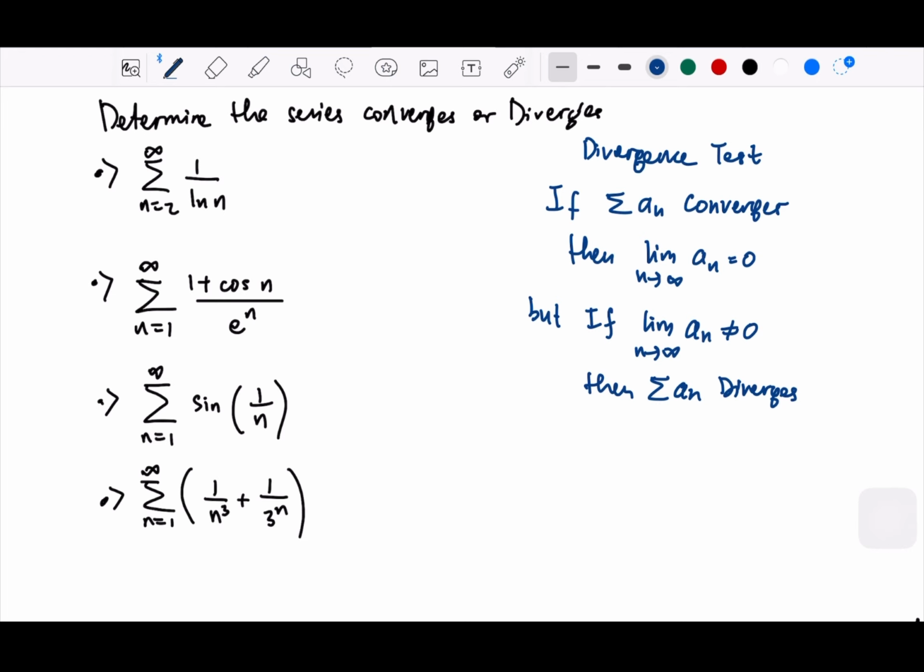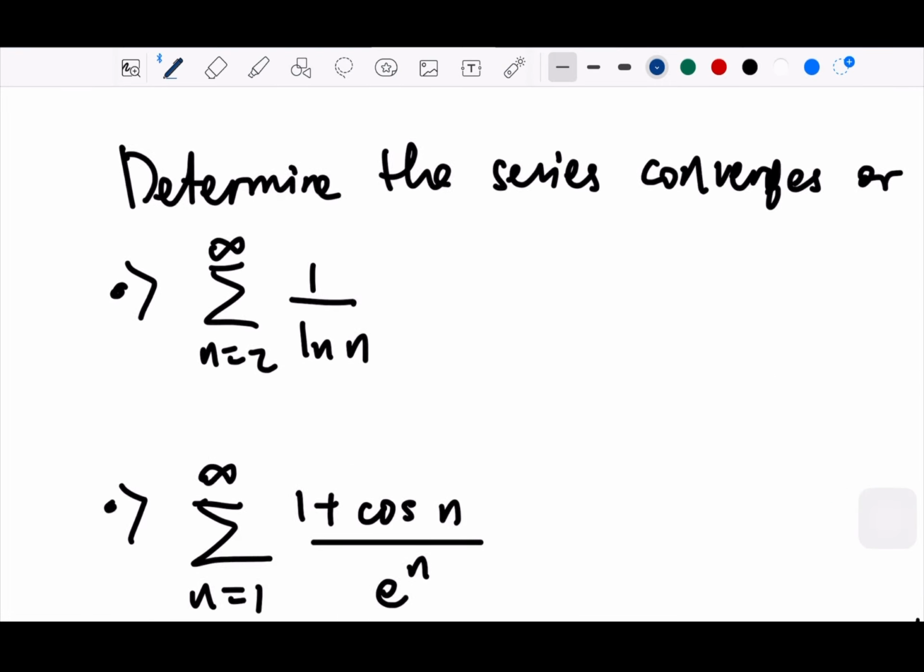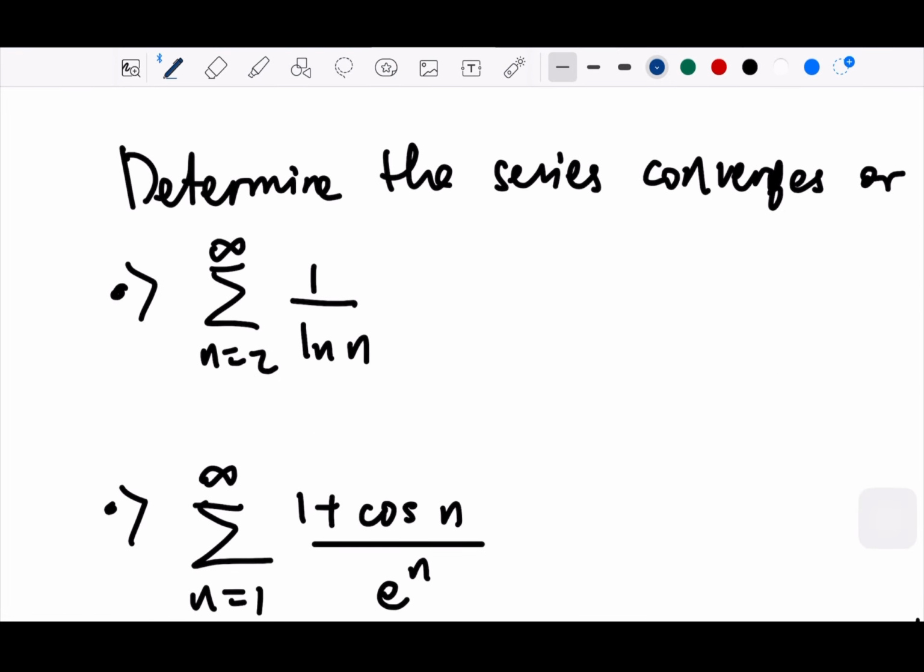So the first 3 questions are actually going to use the comparison method, the best way, I think. If you can think of another way, maybe that works. But I think the comparison method works well for the first, second, and third questions. So the first one: notice that it starts with n equal 2, because when it starts with n equal 1, it is 1 over 0, right? But if we start with n equal 2, we have 1 over ln 2 plus 1 over ln 3 and so on and so forth, okay?